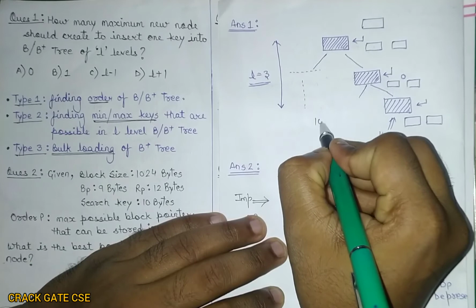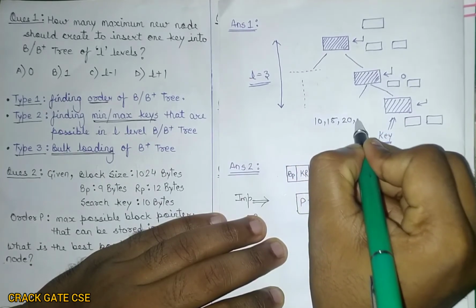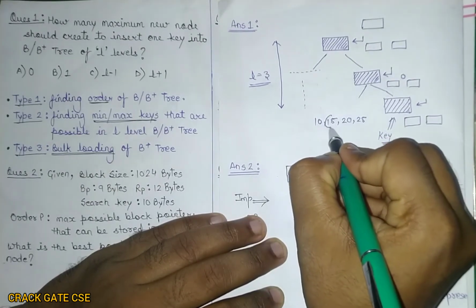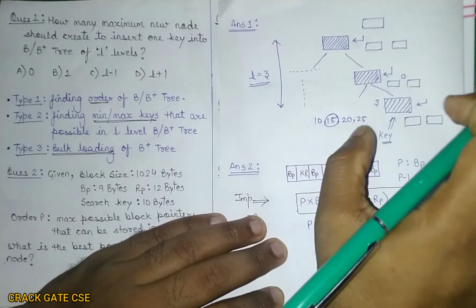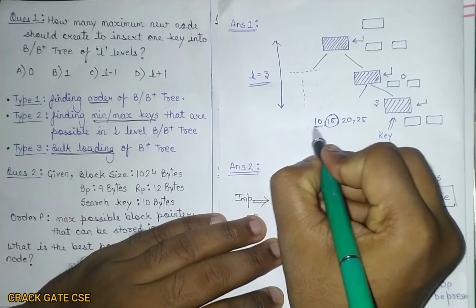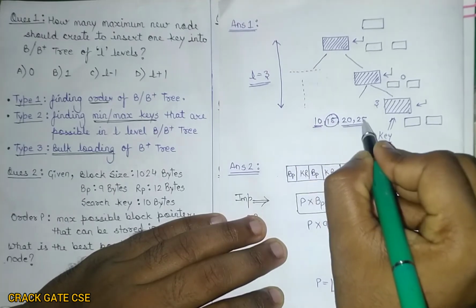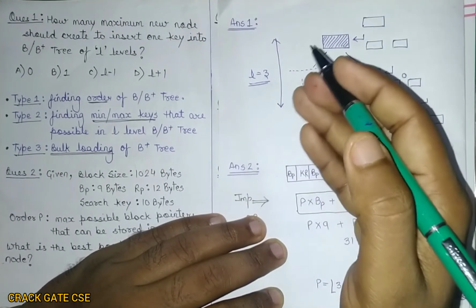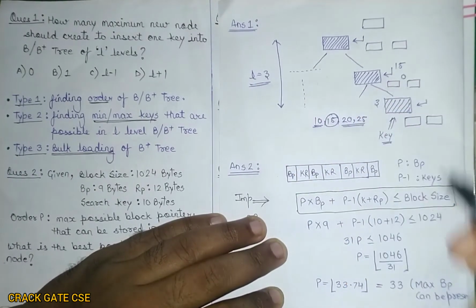For example, there are the values 10, 15, 20 and 25. Let's say I want to insert 15. This is the new value that I want to insert, and only 3 key values can be stored in a particular node. So I have to split it. This will be the left node, this will be the right node. So 10 should be stored here, 20 and 25 should be stored here. This 15 should be adjusted at the internal node. That means now this 15 should be inserted here.